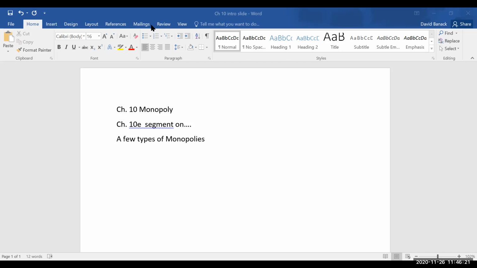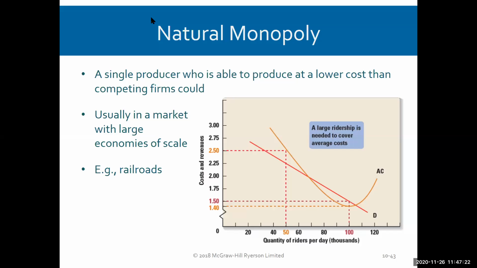In this segment, we're going to look at a few types of monopolies. One of them we have referred to previously, a natural monopoly relying on economies of scale. Another type is a public utility monopoly, which is either owned or granted by the government. So let's take a look at what these are all about.